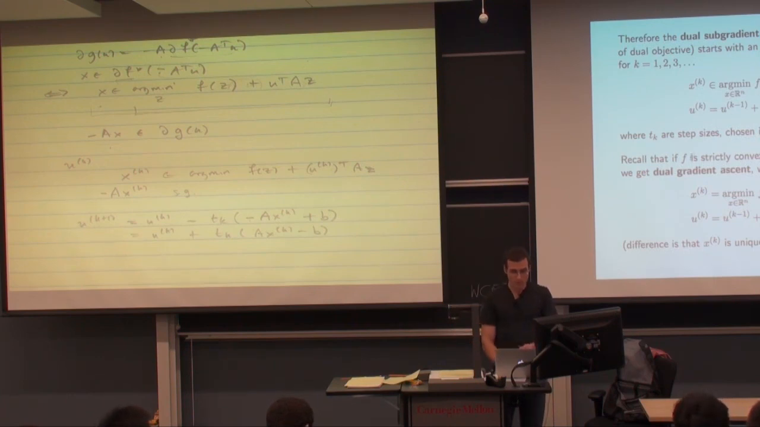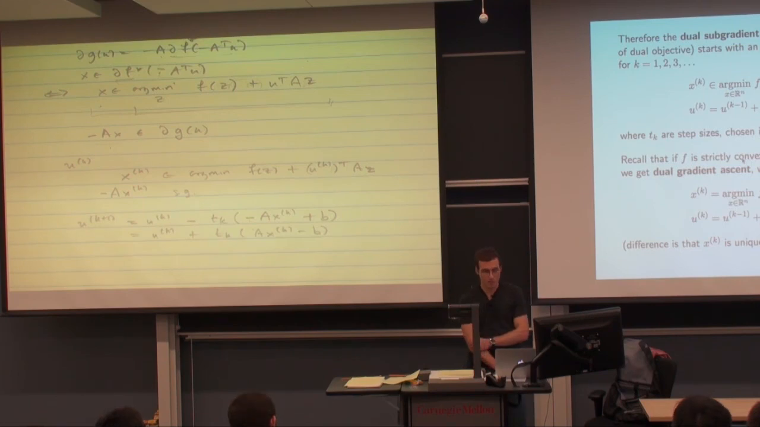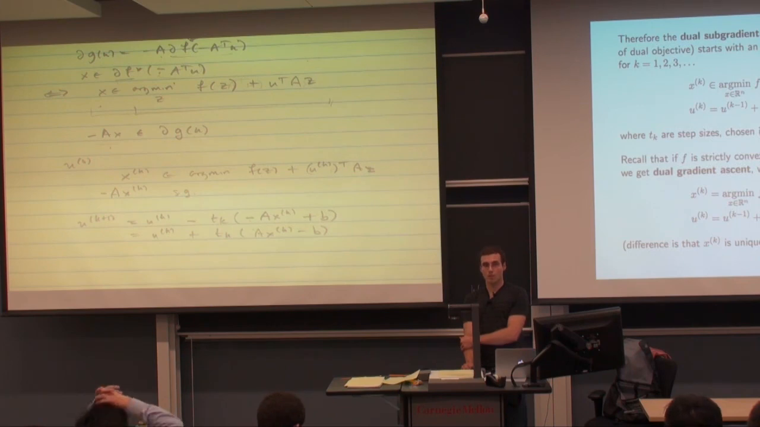So if f is strictly convex, then f star, the conjugate, ends up being differentiable. We talked about that at the start because this minimizer is unique. So there's only one subgradient, and it's the gradient. So in that case, we get dual gradient ascent. I just rewrote it to emphasize that if the primal problem happened to be strictly convex, then we actually have a gradient update in the dual rather than just a subgradient update.